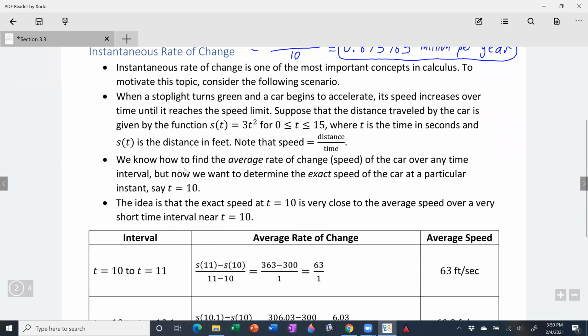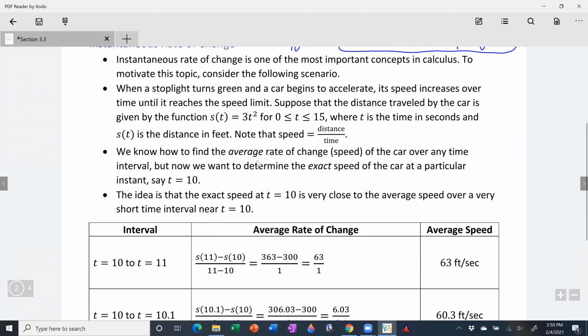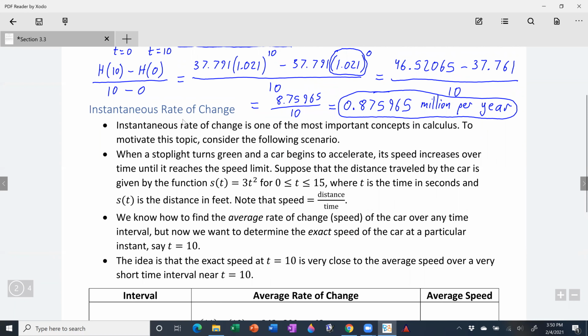Now we know that in order to find the average rate of change, which would be your speed, we can find the average rate of change of the car over any time interval. But we want to determine the exact speed of the car at a particular instant. That's the instantaneous rate of change.